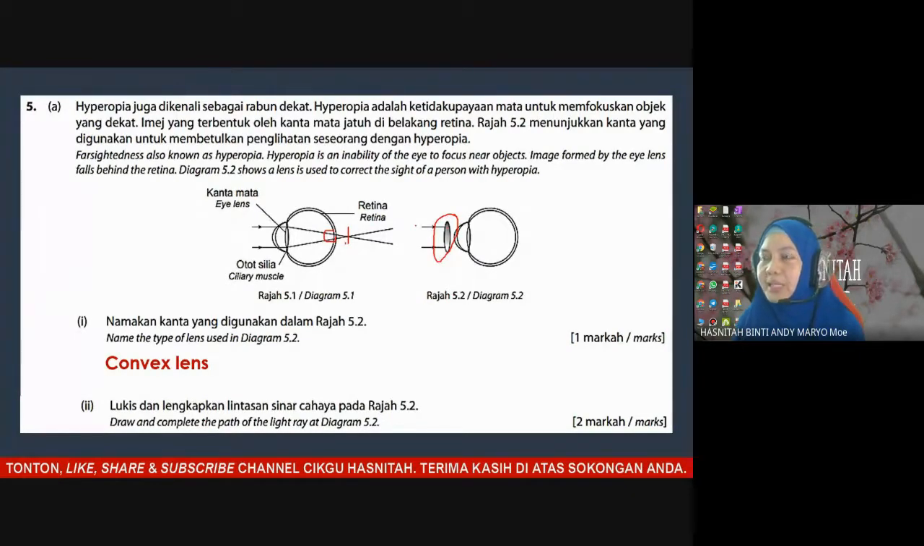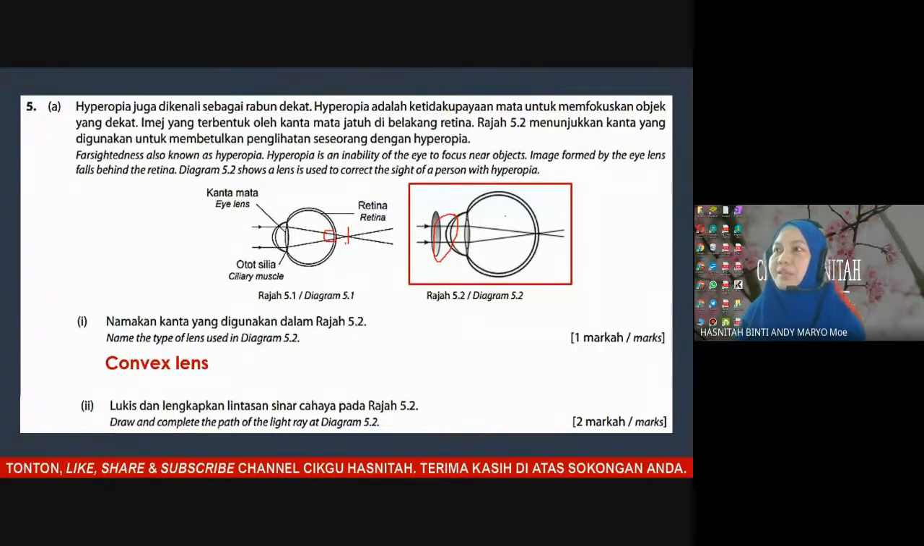Okay, so this is the path of light which enter the lens. So after that, where will it go? So we have to complete the path. So this is how we draw. Okay. So it will now focus exactly on the retina. So kalau you tengok di sini, we have correct the problem facing by this person. Sekarang dia punya image form exactly at the retina.